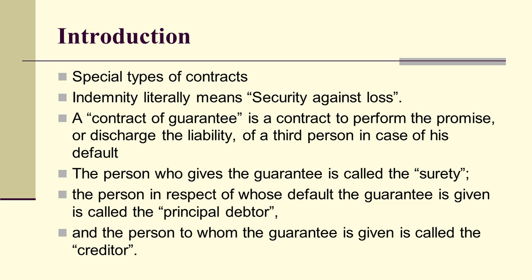In a contract of indemnity, one party, for example the indemnifier, promises to compensate the other party, for example the indemnified, against the loss suffered by the other. It means that there are two persons. One is the indemnifier, the person who promises to compensate against the losses. The second is the indemnified, the person who will be compensated against the losses.